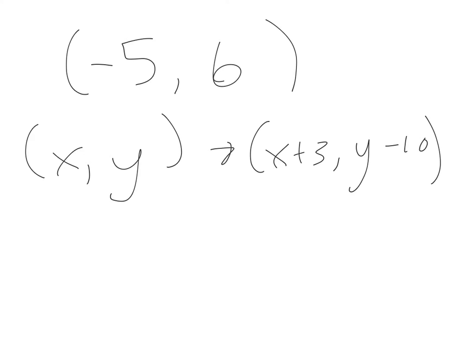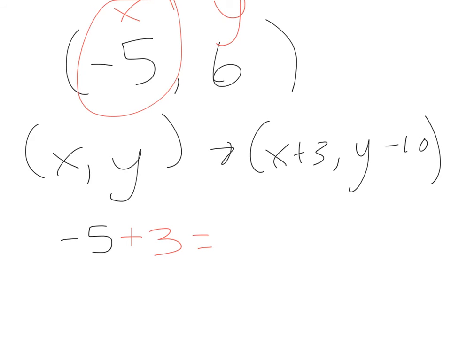So we need to do this without a coordinate grid. Let's start by labeling our x and y values. This is my x, and here's my y. I'm going to start with my x's. My original x, which I'm going to write in black, is negative 5. And the new thing that I'm doing to it is I'm going to add 3, and that's going to give me my new x value, which I'm going to write in blue. Negative 5 plus 3.